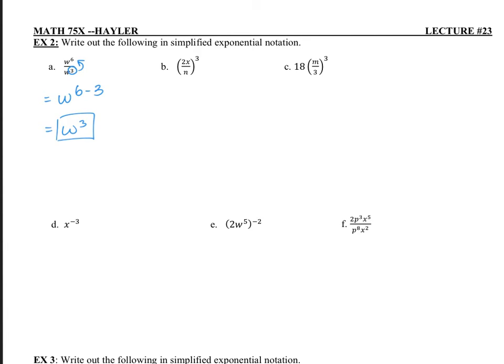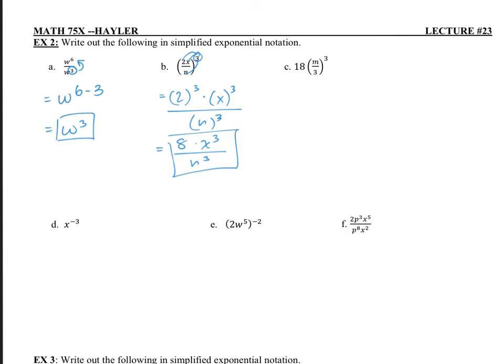So for B. Well, as usual, I look inside the parentheses to see if I can simplify anything, and it does not look like it. So I'm going to go ahead and distribute the 3 to all of the 3 terms. So that'll be 2 to the third power times x to the third power all over n to the third power. And 2 to the third power, we found out earlier, was 8. So we have 8 times x cubed all over n cubed, which we are done. There are no multiples on the bases. There are no negative exponents, so we're good.